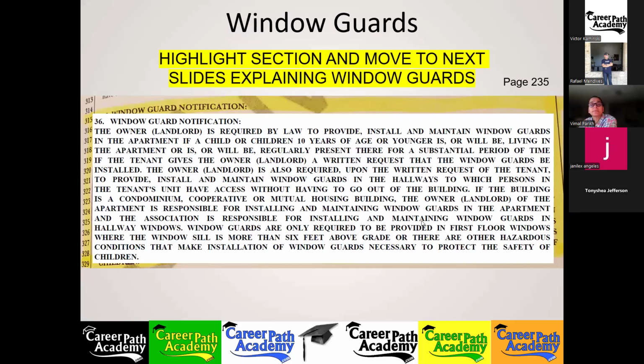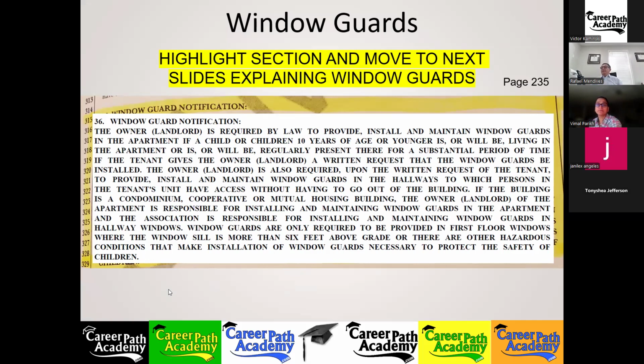So continuing chapter 12 on window guards, page 235. This is a section of the lease contract because the book doesn't have any paragraphs pertaining to this or talking about this for some reason. So we're just going to highlight or put a highlighted box around this section in the actual contract on page 235, section number 36.